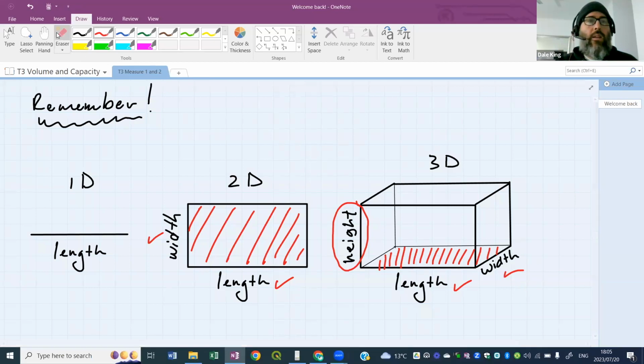So I'm just relating the length and the width in the 2D shape on the left to the length and the width in the 3D shape on the right.